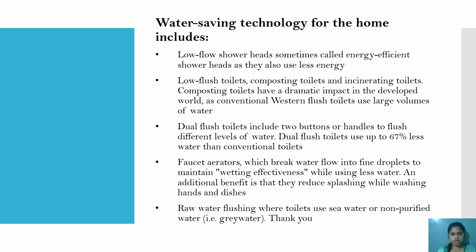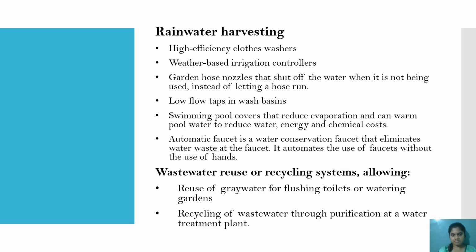Water saving technology for the home includes low flow shower heads, sometimes called energy efficient shower heads, as they use less energy. Low flush toilets. Dual flush toilets include two buttons or handles to flush different levels of water, and faucet aerators, which break water flow into fine droplets to maintain wetting effectiveness. Raw water flushing, where toilets use seawater. And rainwater harvesting and wastewater reuse. These both play a very important role, where every individual can do this.